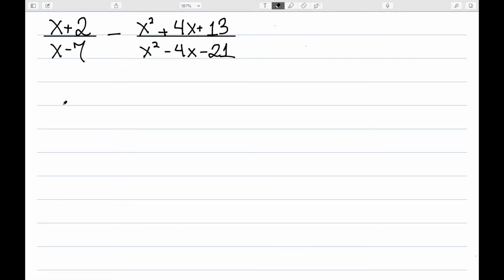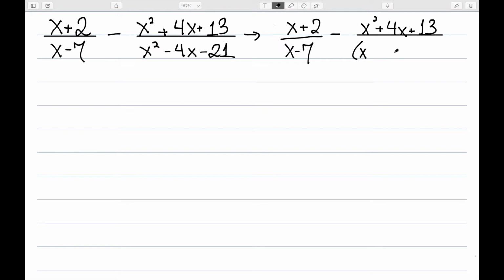My next problem, x plus 2 over x minus 7 minus x squared plus 4x plus 13 over x squared minus 4x minus 21. Our first step is to factor the denominators. The first one doesn't need to be factored, it's already factored. This top will be x squared plus 4x plus 13. The denominator, I need two numbers that multiply to be minus 21 and add to be minus 4. This will be minus 7 and positive 3.